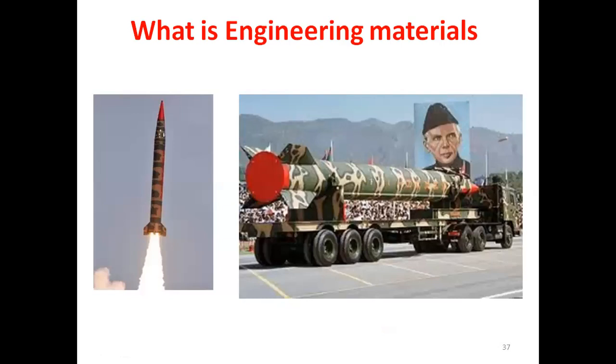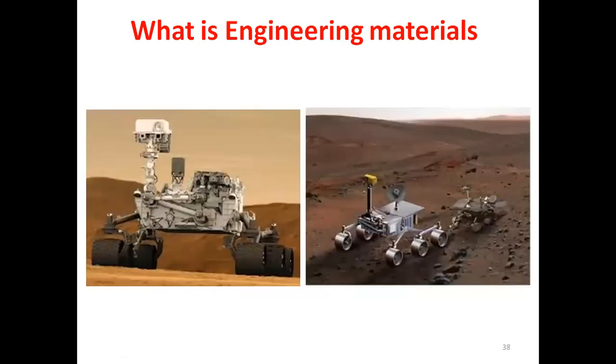The Hathaf missiles, which Pakistan has actually made a number of missiles, for example, Hathaf, Shaheen, etc. And normally aluminium alloy, steel, and other materials are used to make the missiles. Space rovers. Recently, NASA has actually landed another space rover on the planet Mars. So those space rovers are actually made with materials. You could see a number of materials here, for example, rubber, aluminium alloy, silicon cells, etc.